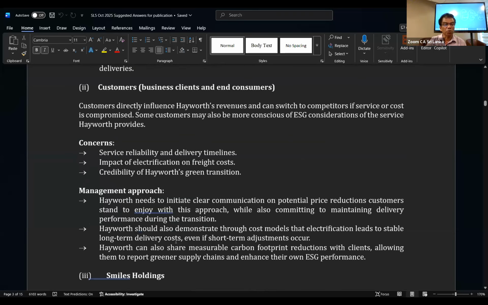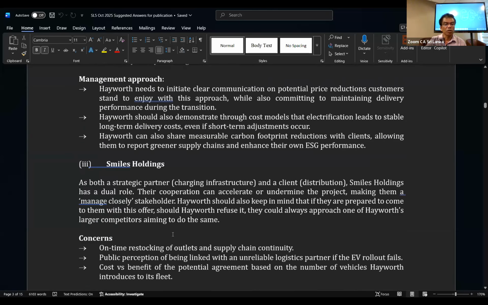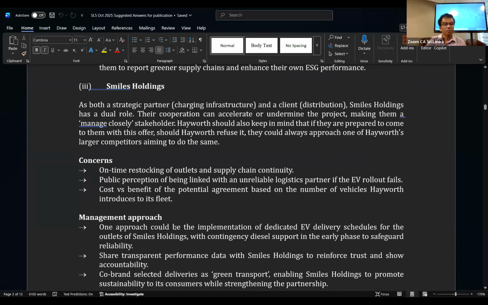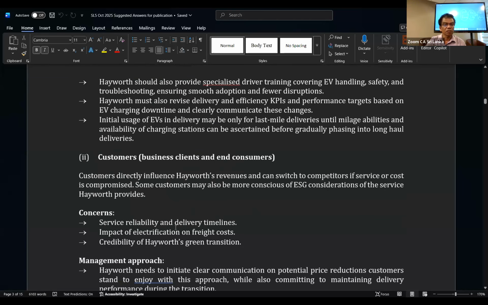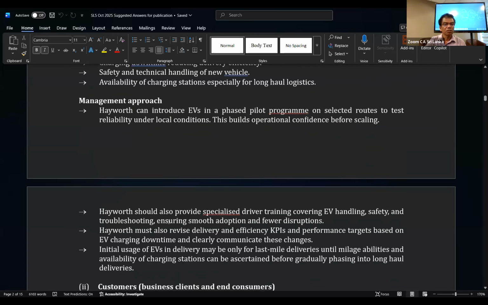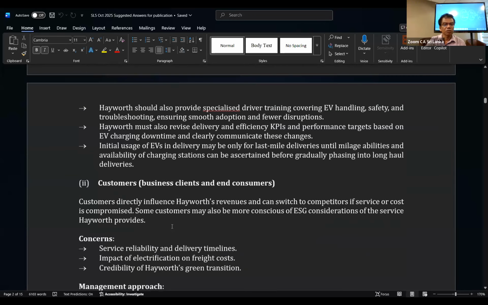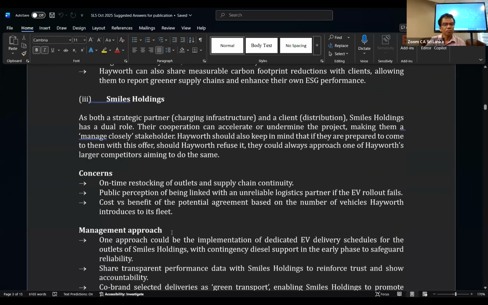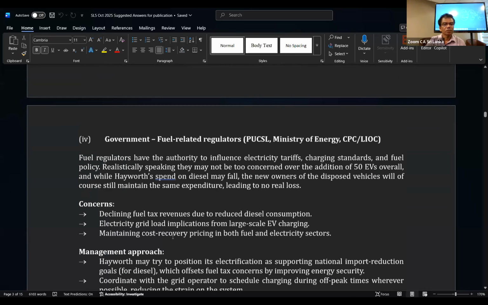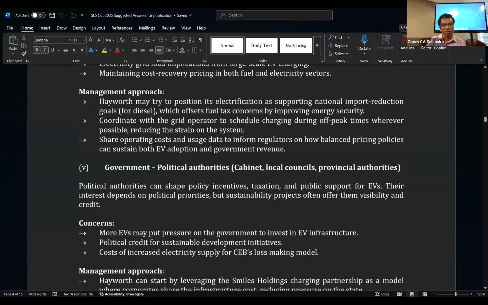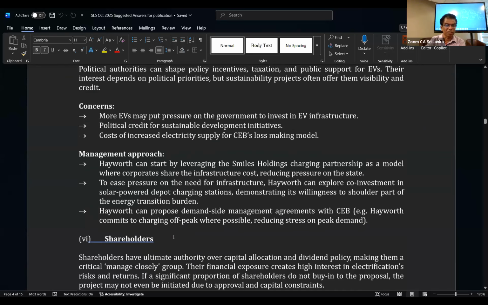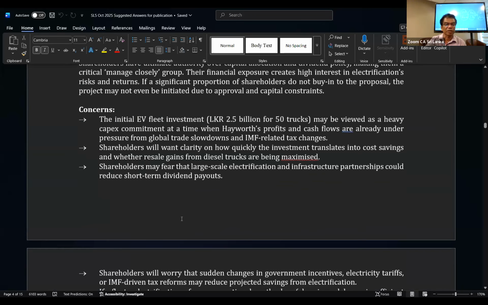Then the management approach, Smile Holdings. No, the one is a customer business. Haworth's management approach is just for customers. Government fuel. Those are all. You can see the comprehensiveness of this report, right?